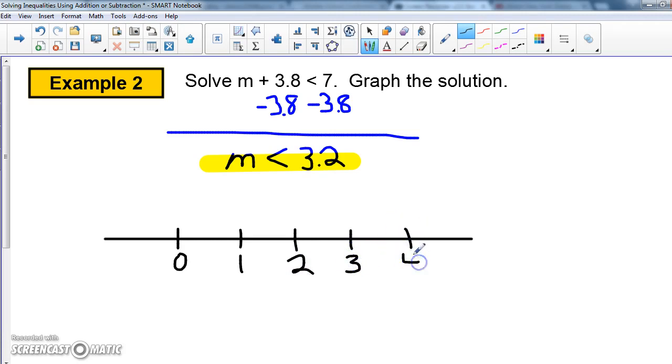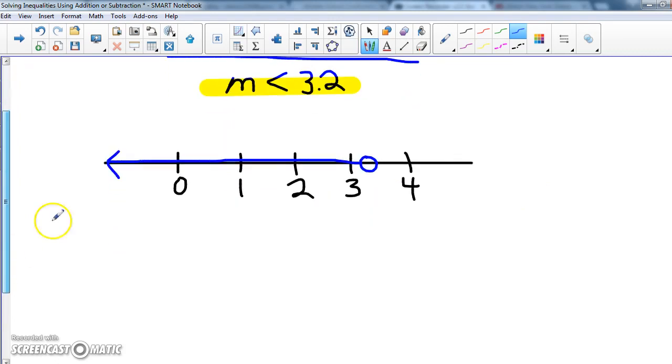Okay, and this way, 3.2, I don't have a hash mark for it, but that's okay. Here's 3, here's 4, so 3.5 is going to be like here, so 3.2 is going to be right about here. And since it says less than, not less than or equal to, I'm going to go ahead and draw a circle there, and then I'll make my arrow go this way. Okay, that's one option.